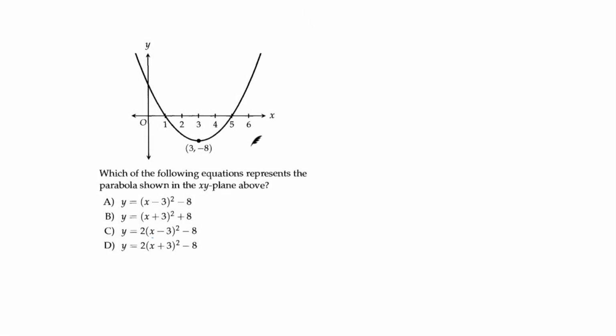Next question. Which of the following equations represents the parabola shown in the xy plane? And we have the vertex forms here. So whenever you have a vertex form, you need to evaluate this minimum or maximum point. This is your h comma k. So vertex form is basically y equals a into x minus h whole square plus k. So the first thing, a has to be positive because it's a u-shaped graph, and h comma k is 3 comma minus 8. So we have a into x minus 3 whole square minus 8.